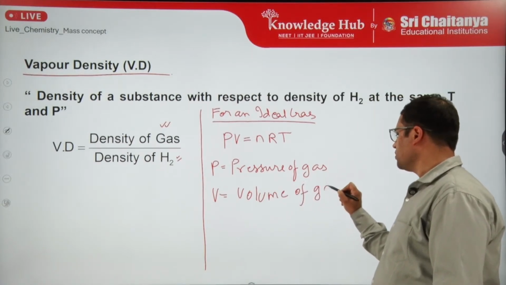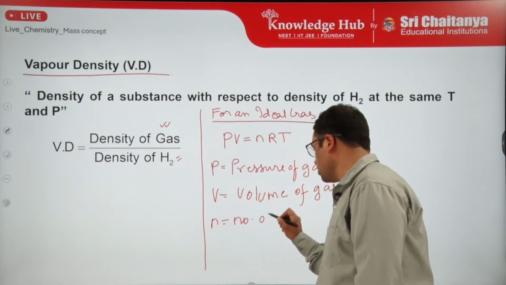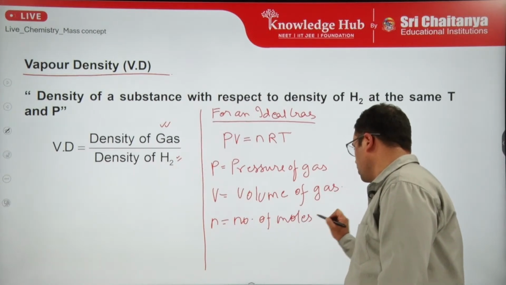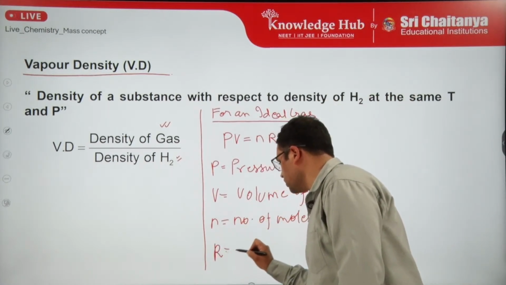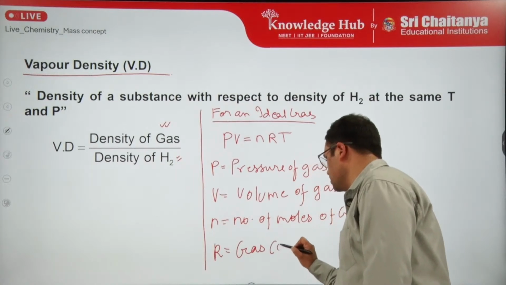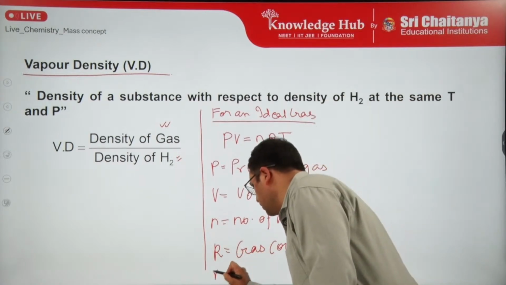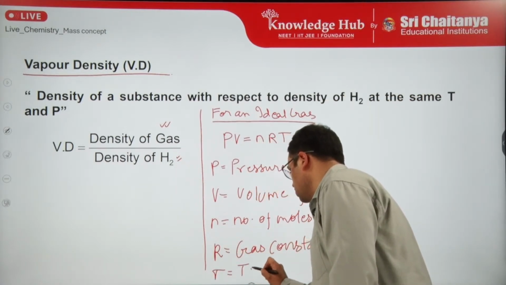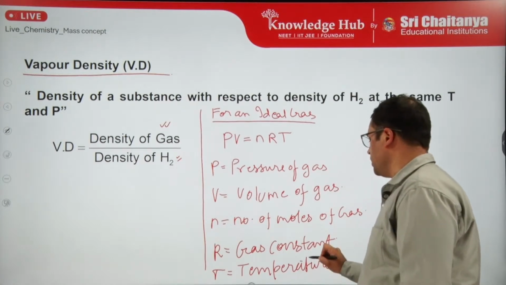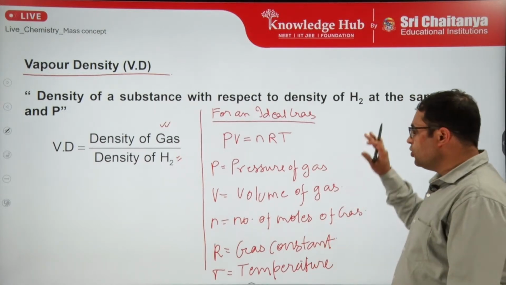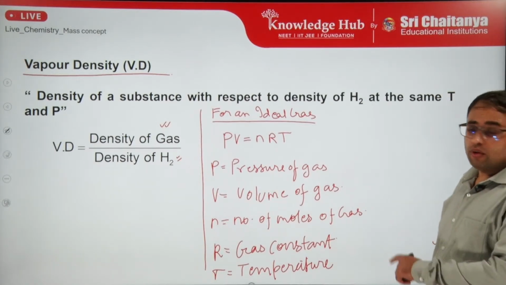V is the volume of the gas, n is the number of moles of the gas, and R is your gas constant, and finally we have T, which is your temperature. Now this is an equation followed by all ideal gases. So all ideal gases follow this equation.